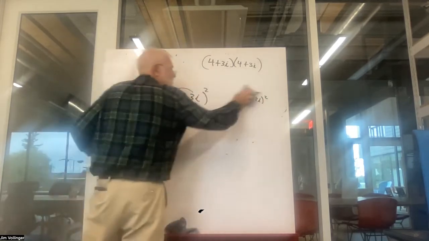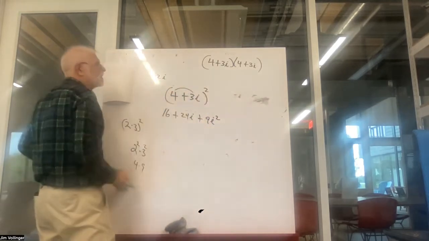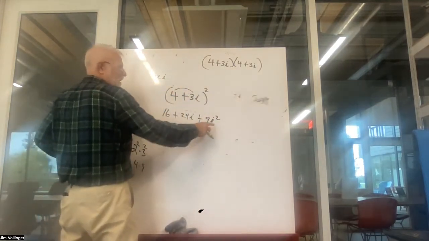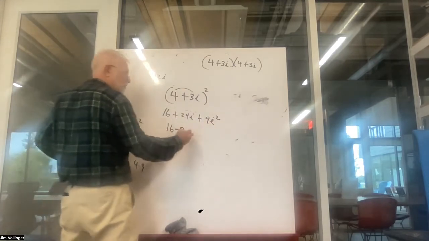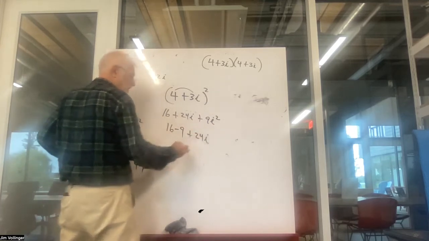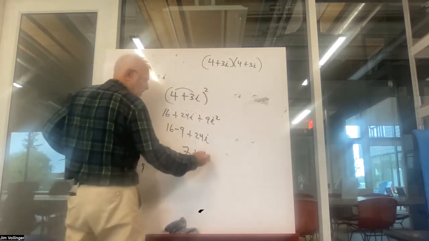I'm talking too much here. So what does this become? I squared changes positive 9 to negative 9, and I'll put it with the integer plus 24i. And that gets me 7 plus 24i.